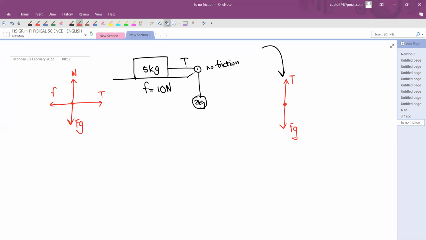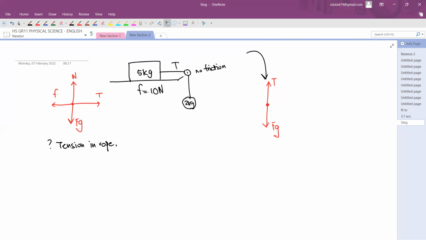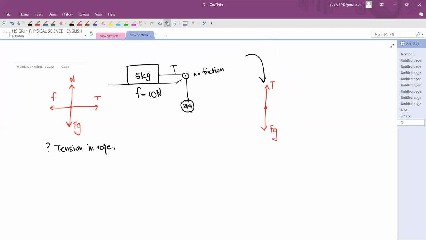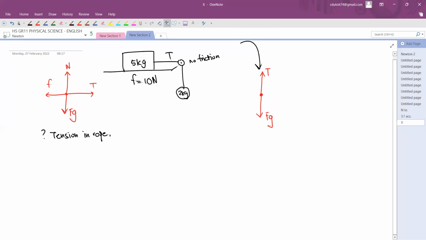Now, they want to know what is the tension in the rope. Okay, there's a way to do it. You need to solve both of these 2 equations simultaneously. So I have to set up a F-net equals MA for the 5 kg. And I have to set up a F-net equals MA for the 2 kg. Why? The tension in the rope is the same for both. And then that's going to be like the subject of the equation.